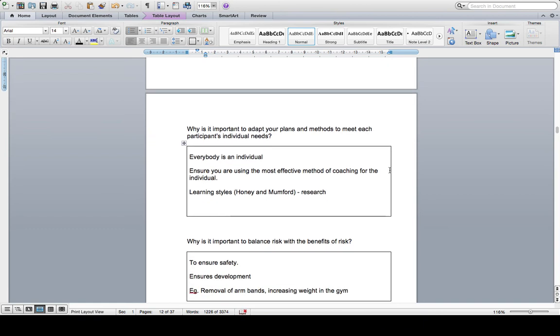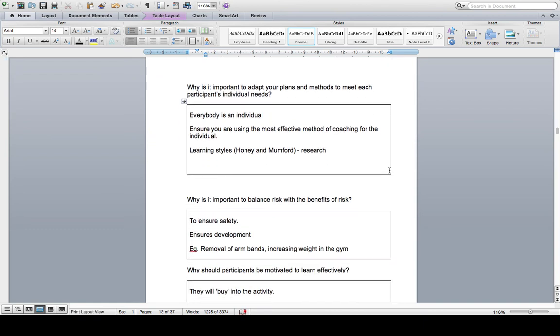Moving down, our next question states, why is it important to adapt, so that means change, your plans and methods to meet each participant's individual needs? Now, this is something which comes up a lot in coaching. You need to adapt your plans because everybody is an individual, everybody's different. Everybody learns differently, everyone's a different shape, so exercises that one person might be able to do, another person might find difficult due to body size or strength or the amount of muscle they've got.